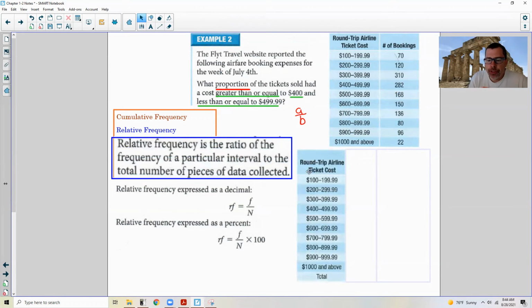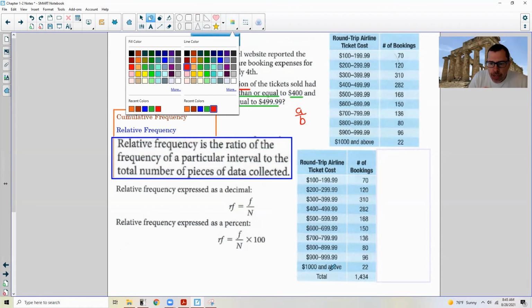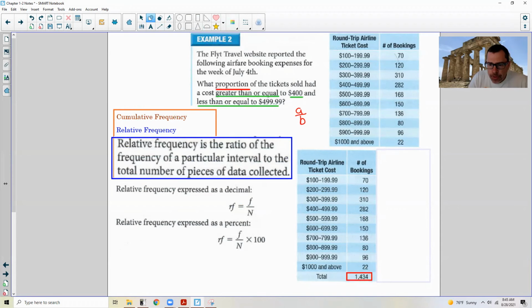We're going to do a cumulative frequency. As you can see, the first column doesn't change except we added one row with the total in it. The next column, number of bookings, is all the same, 70 all the way down to 22, but all we did here was add those all up and the total is 1,434. That right there is going to be our denominator when calculating this, okay?